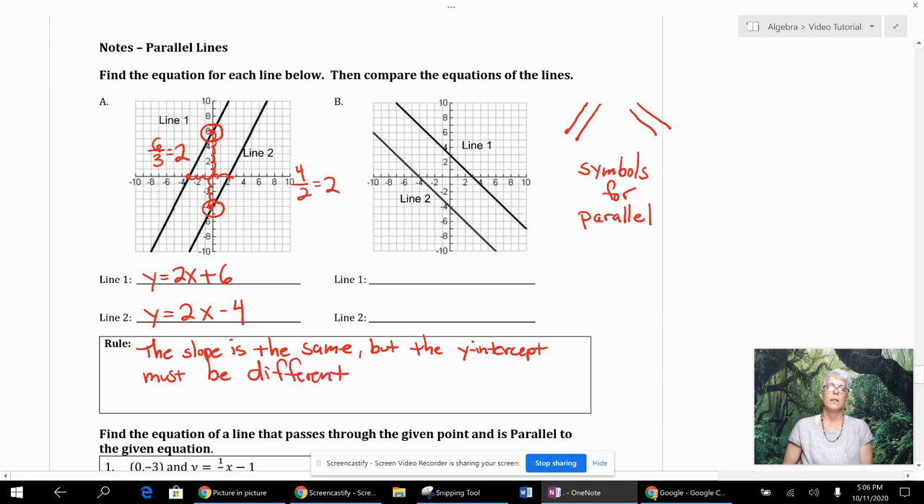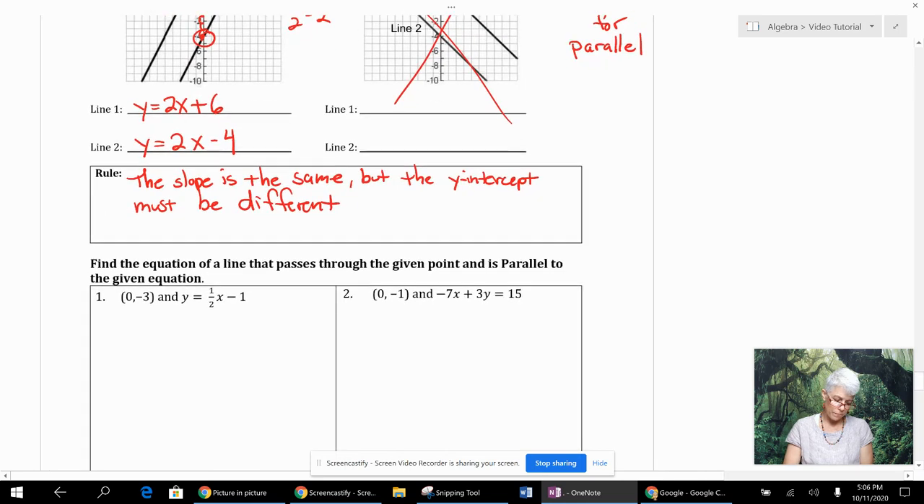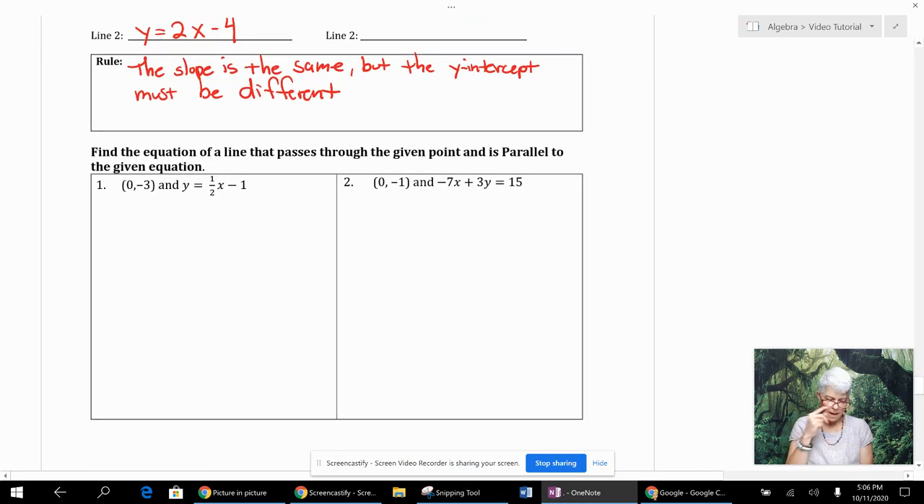Okay, let's move on. Don't even worry about this one. Same results. It would just be a negative slope. So find the equation of the line that passes through the given point and is parallel to the given equation.